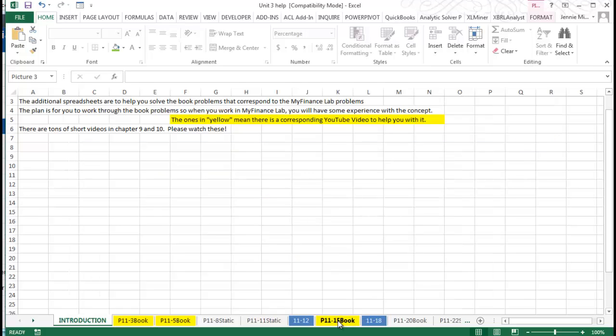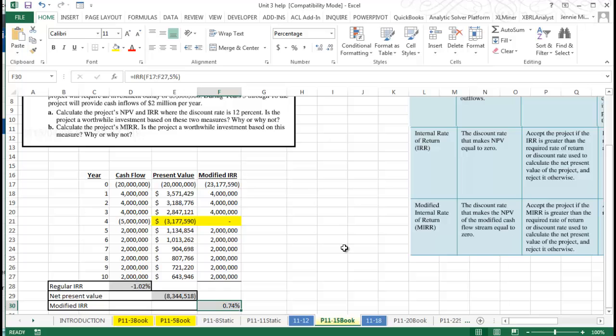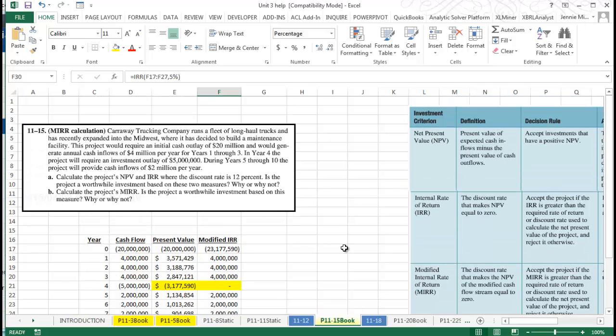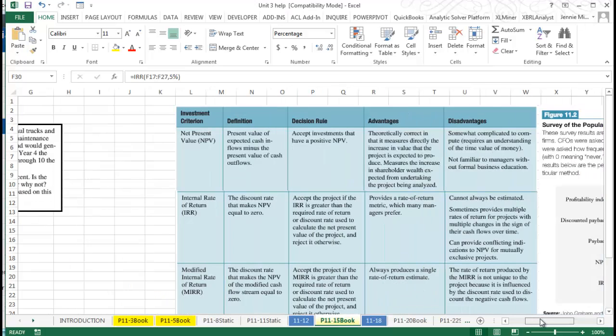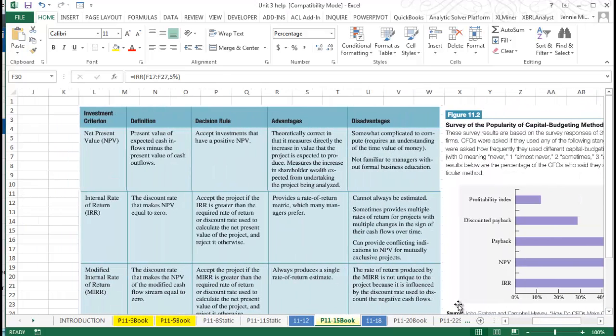Let's get started and look at Chapter 11, Problem 15. In Problem 15, we're asked to do three different investment criteria techniques. We're doing the net present value, we're doing internal rate of return, and we're doing the modified internal rate of return.